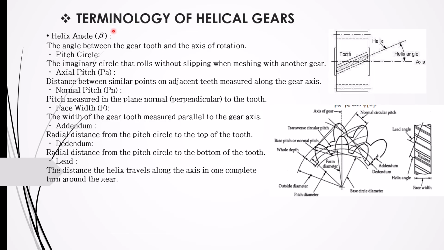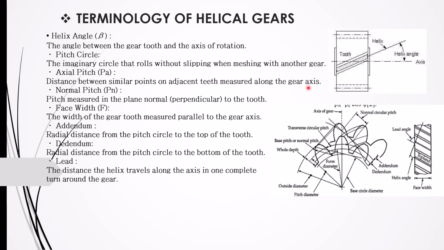Then terminology of helical gear. First of all, helix angle, which is represented by beta, the angle between the gear tooth and axis of rotation, means the axis of rotation and helix makes an angle which is called as helix angle. Then pitch circle. Pitch circle is an imaginary circle that rolls without slipping when meshing with another gear, means this line is representing pitch circle. Then axial pitch is distance between similar points on adjacent teeth measured along the gear axis.